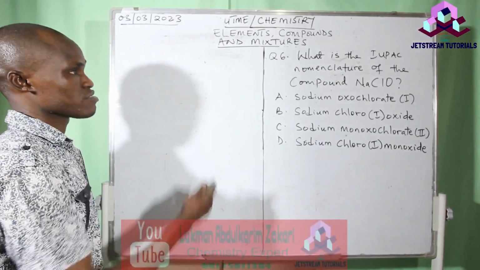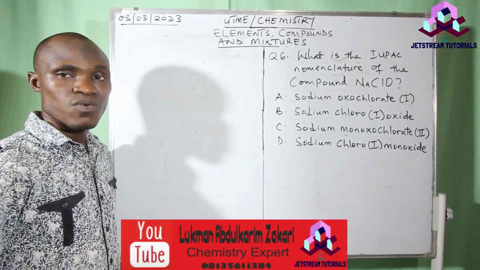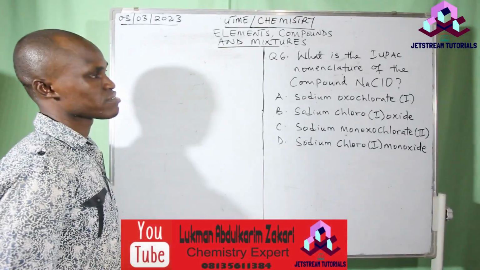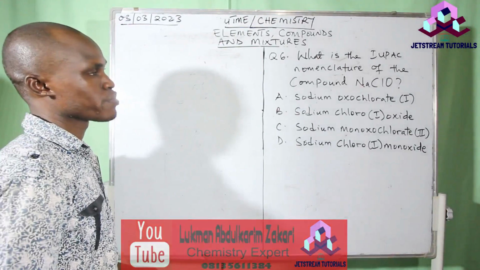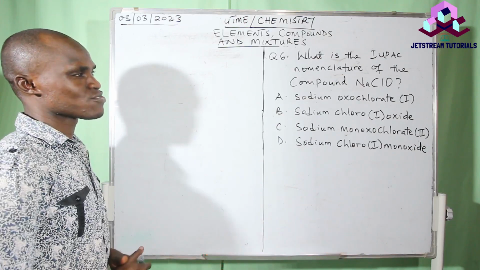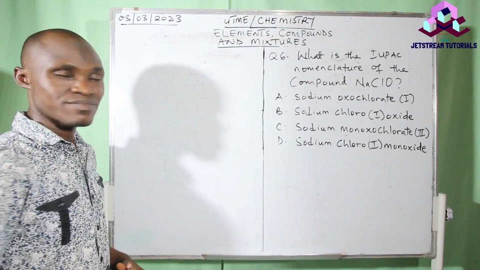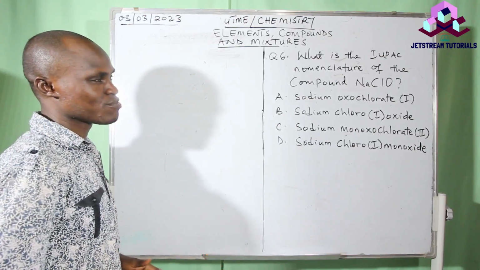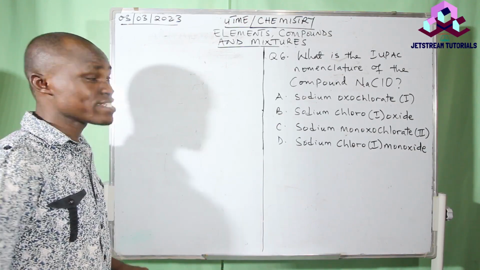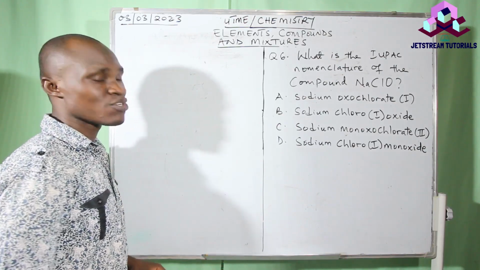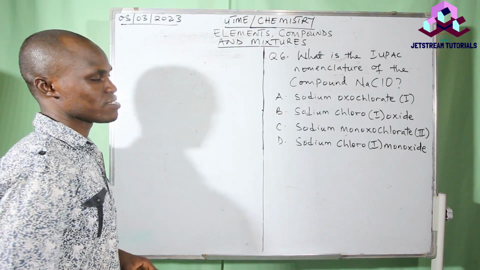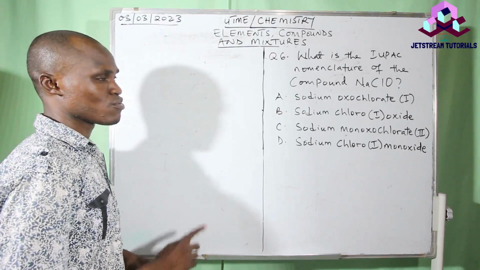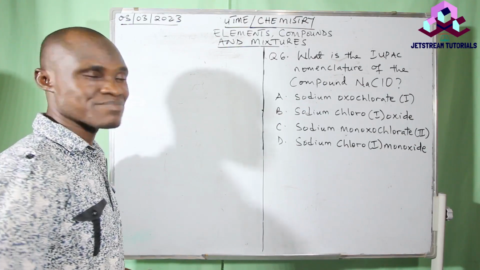This is question number 6. It says, what is the IUPAC nomenclature of the compound NaClO? Option A says sodium oxochlorate(I). Option B says sodium chloro(I) oxide. Option C says sodium monoxochlorate(II). Then option D says sodium chloro(I) monoxide.